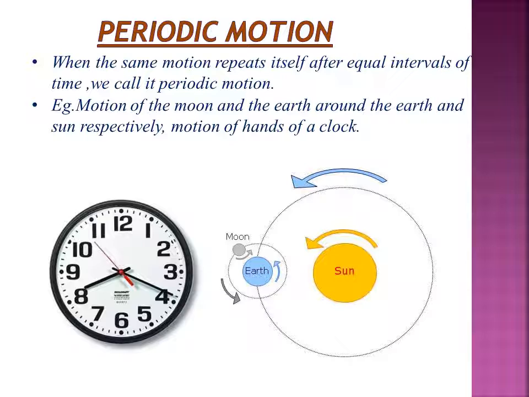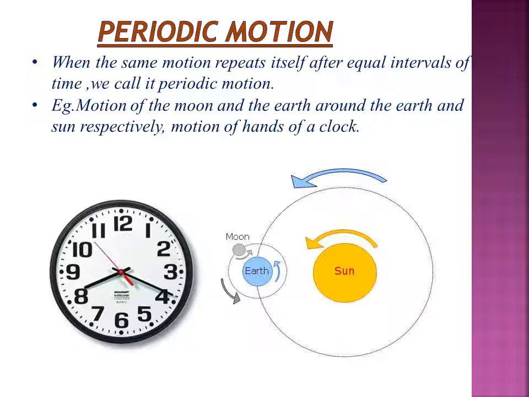So let's take a definition, to know what we mean by periodic motion. When the same motion repeats itself after equal intervals of time, we call it periodic motion. That means we have a motion, and that motion can be rolling or circular, but if it takes equal intervals of time, it is said to be a periodic motion.